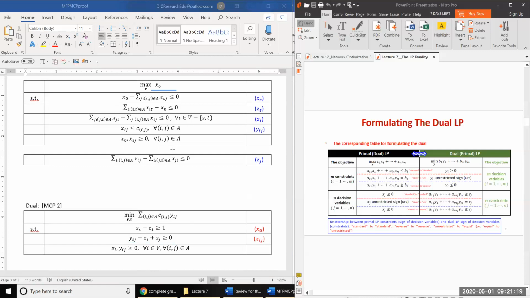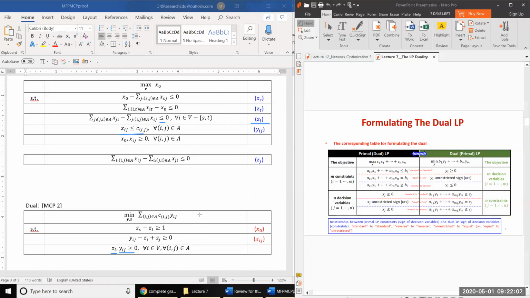See it? And then how about the signs of the decision variables in the dual problem? Remember what you do? You're going to have a look at the primal constraint. Let's have a look at zi first. Your constraint sign is less than or equal to, and your primal problem is maximum. So maximum versus maximum with less than or equal to, it is standard to standard. So your zi variable here should be greater than or equal to 0. And the same for yij. Yij is also less than or equal to, so standard to standard. My yij is greater than or equal to 0.